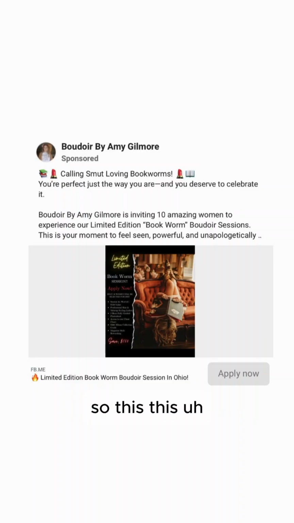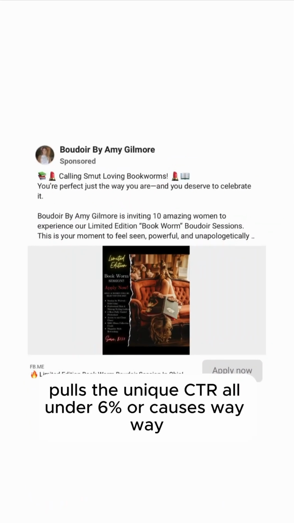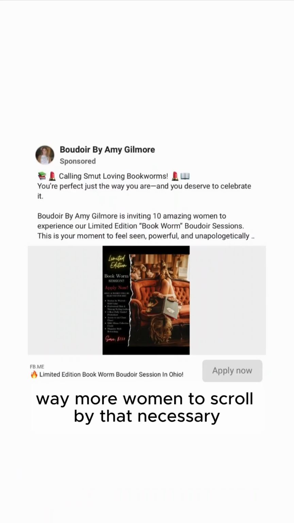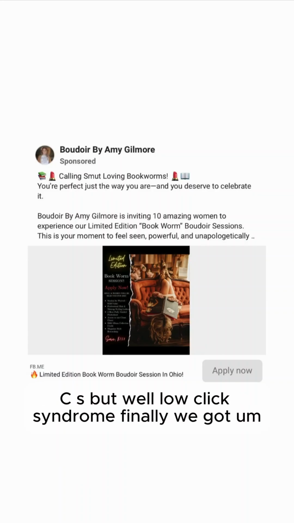So this looks like an ad mistake, pulls the unique CTR under 6%, or causes way, way, way more women to scroll by than necessary, pulls the unique CTR under 6%, contributes to BLCS, Boudoir low click syndrome.